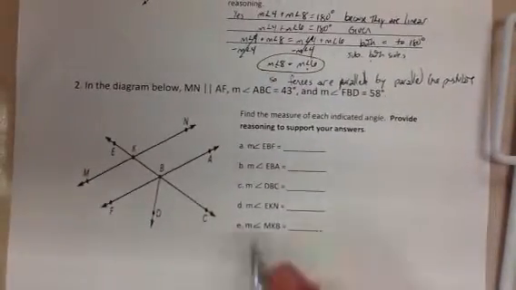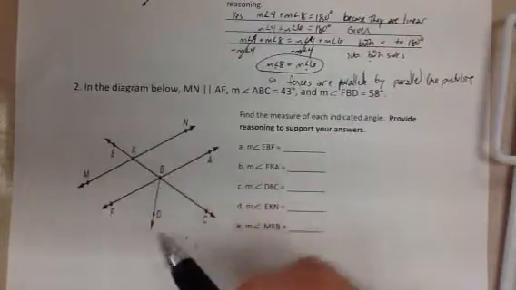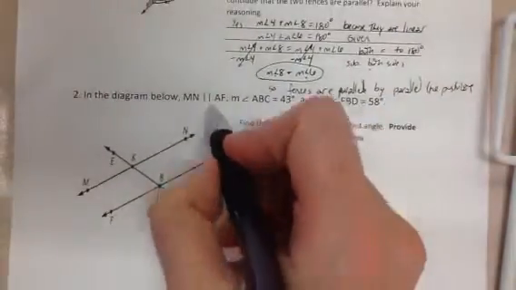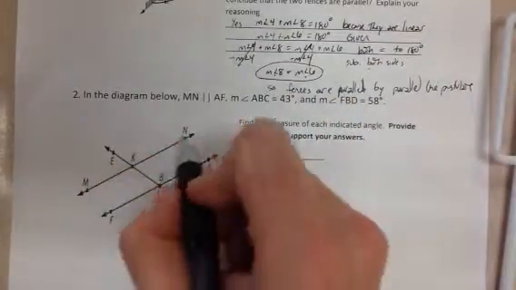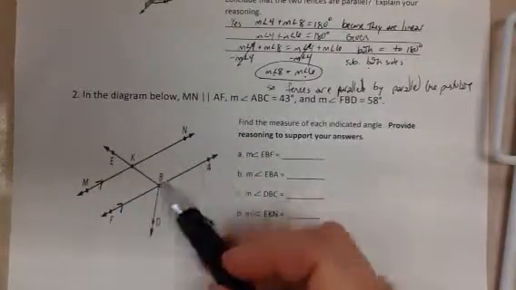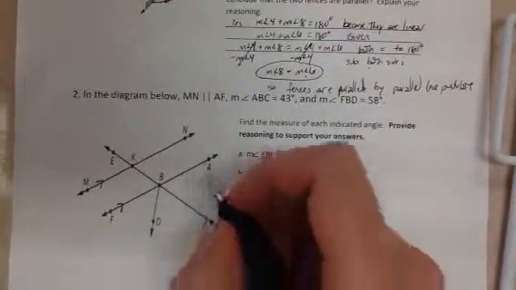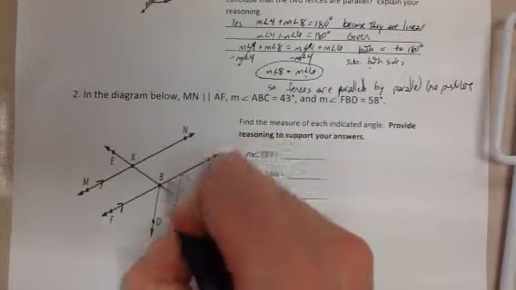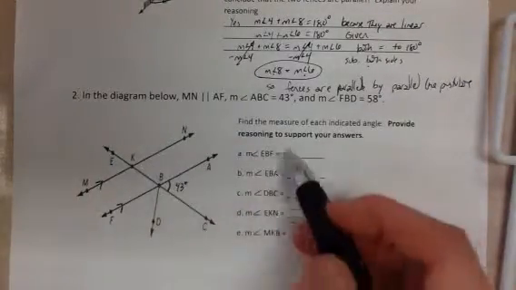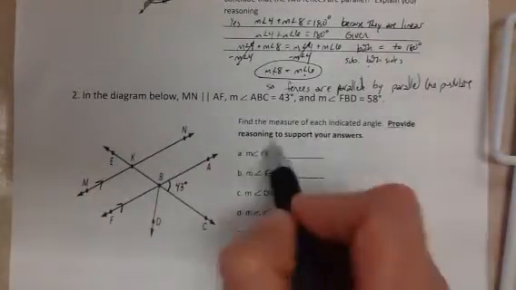So number 2 is just more moving from what you know to what you don't using the theorems that you know. They give us that these two lines, MN is parallel to AF, so those two are parallel, right? So we can apply ideas about parallel lines to these. And they give us that angle ABC, right here, is 43 degrees. So now we can just start filling out. They're asking for specific angles and to provide the reasoning to support your answers, right?